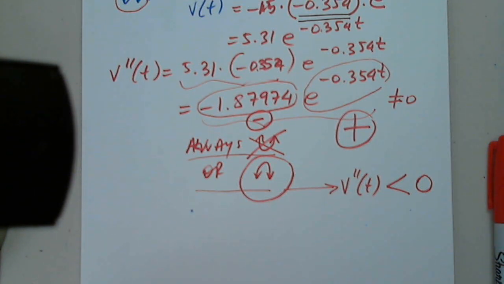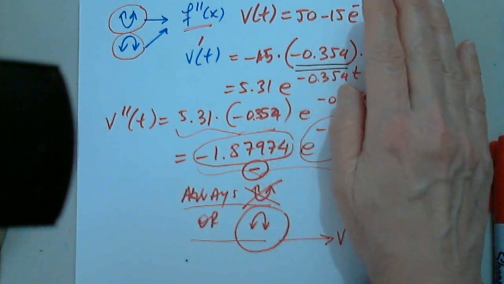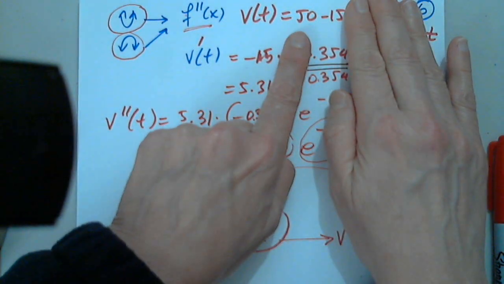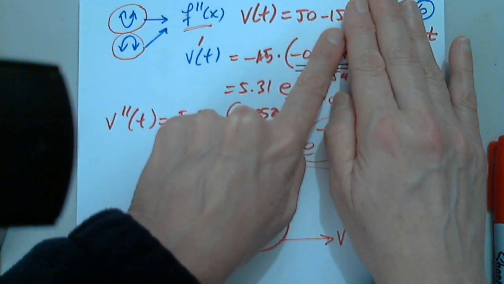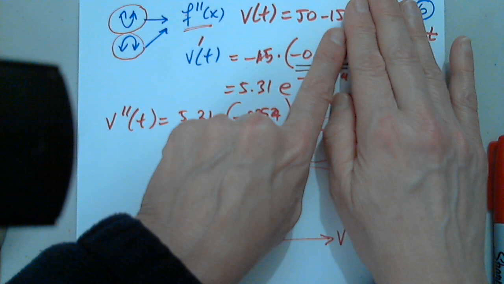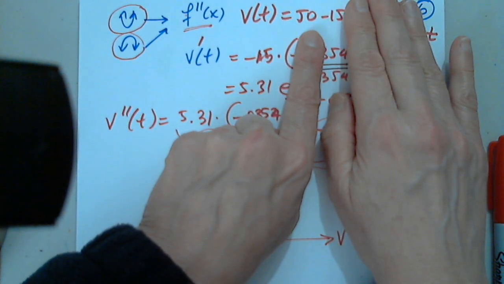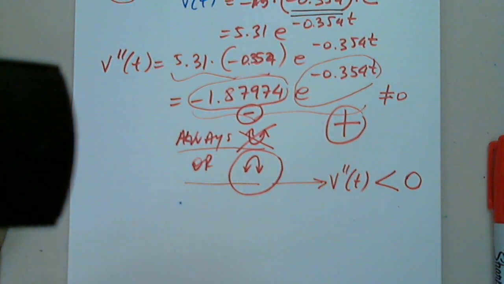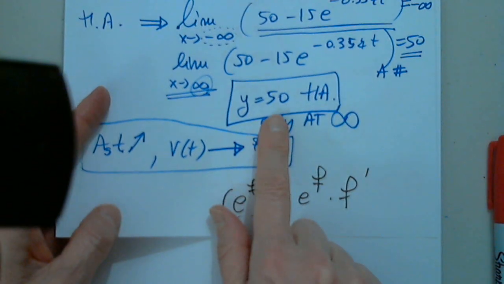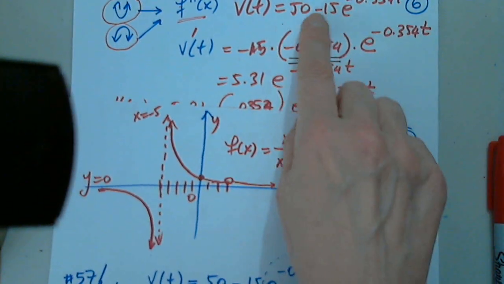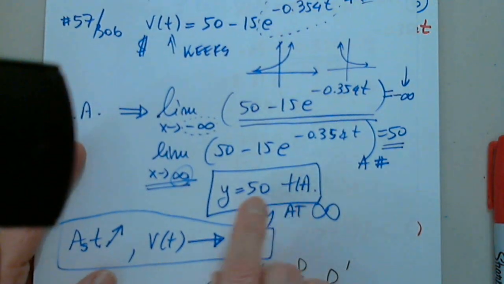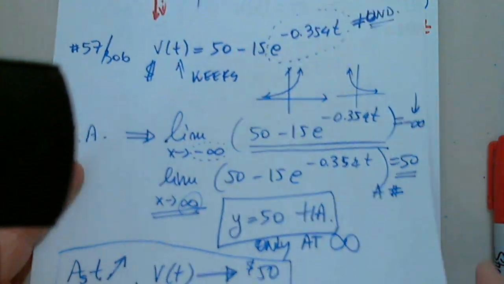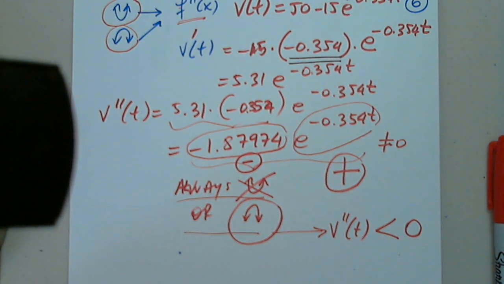What was V of 0? V of 0. Okay, hold on one second. So this is the function. V of 0, this is 1. So 50 minus 15. So when t is 0, this will be 35. Okay, and it goes eventually to 50. So when t is 0, 50 minus 15, 35, and towards infinity will approach 50, always opening down. Okay, now we are ready to click on it.